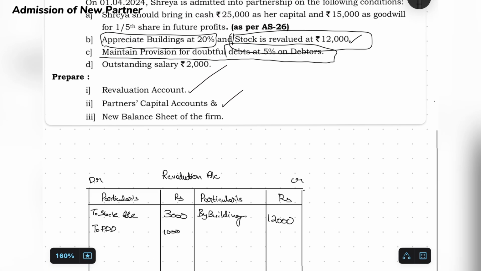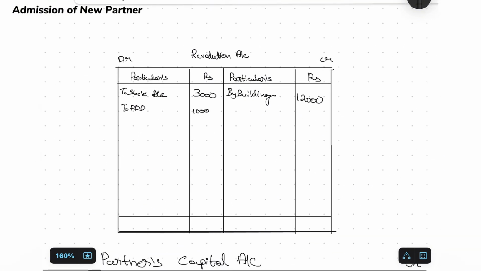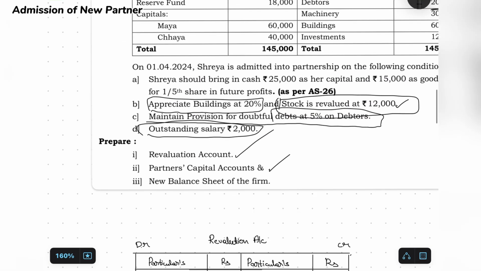That is 1,000 rupees. Next adjustment is outstanding salary of 2,000 rupees. It is a liability of the company and I'm going to pay it this year. So I will record outstanding salary, 2,000 rupees. Make sure all the adjustments are covered.